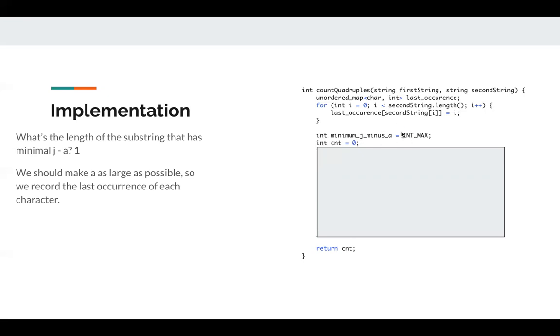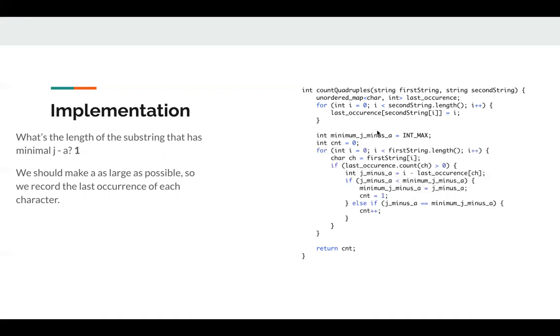Then we have two local variables, minimum j minus a and count. We just return count finally, and we need to maintain them. So I just for loop each character in the first string. And for that character, if it's also in the second string, then we try to get a temp variable j minus a. If this j minus a is smaller than the current minimum j minus a, then it's a new minimum. So we need to update it and reset count to 1. Otherwise, if they're the same, we find another one, so count plus plus. If it's greater than minimum j minus a, we don't care about it.